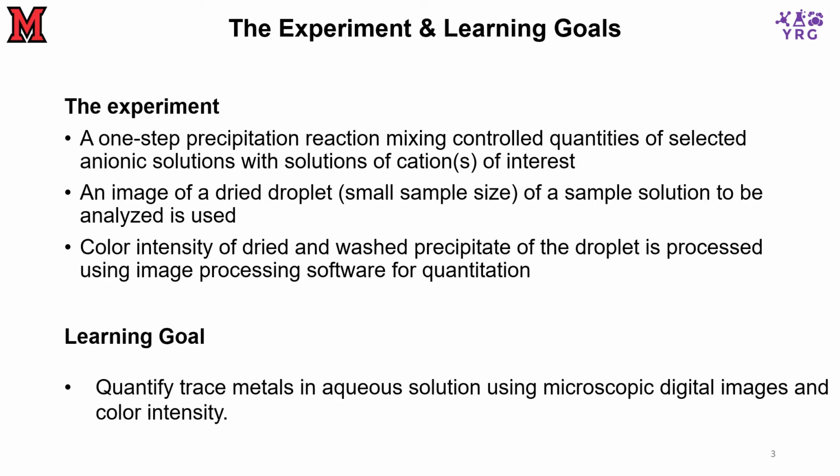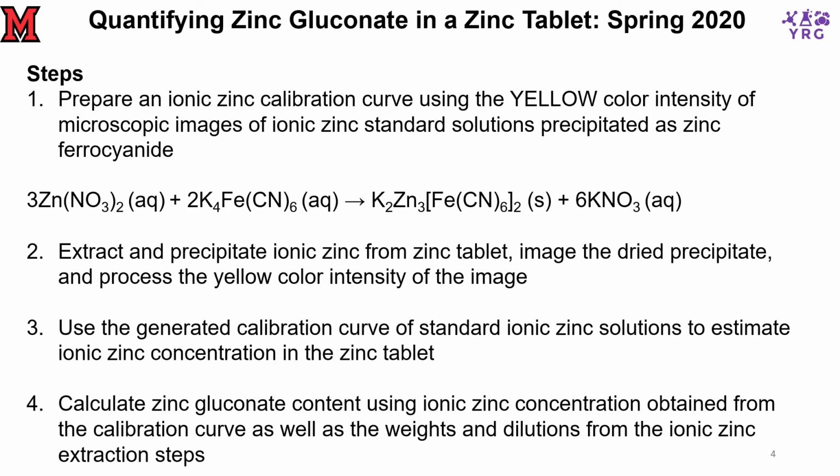The learning goal is to have students quantify a trace amount in an aqueous solution using the color intensity and image of the precipitated ionic compound. Using these simple experimental steps, students in a lab are asked to quantify zinc gluconate, which is the main ingredient in a zinc tablet, through these 4 steps.